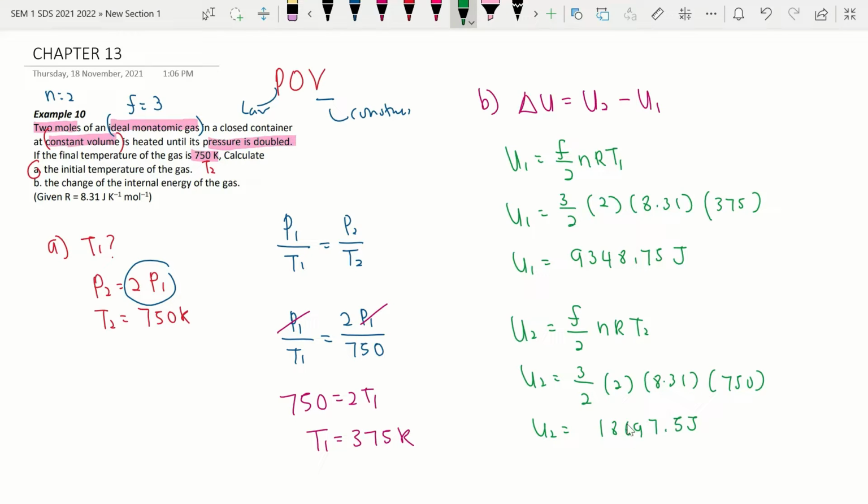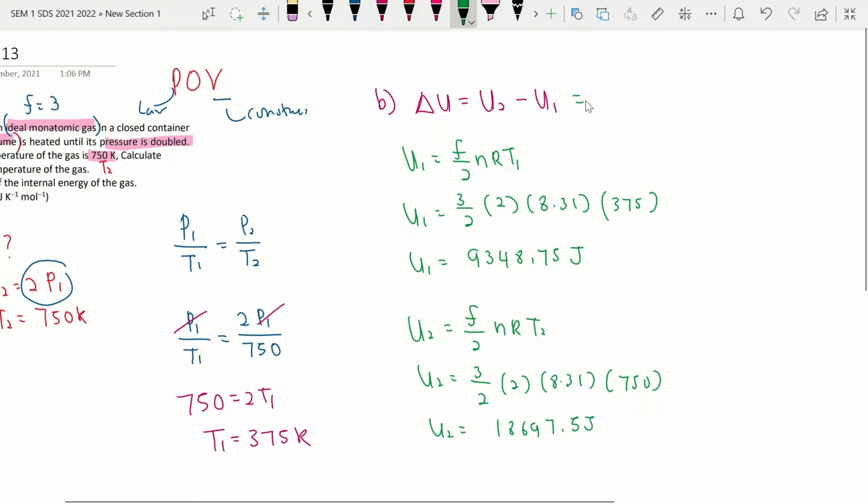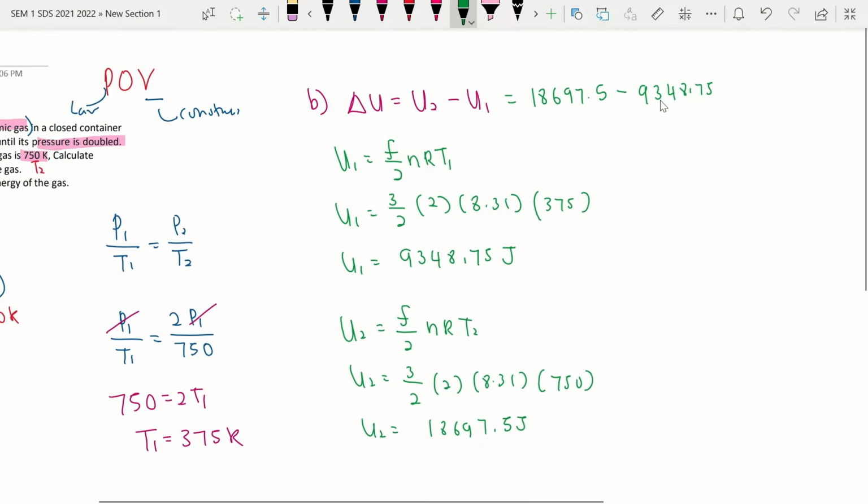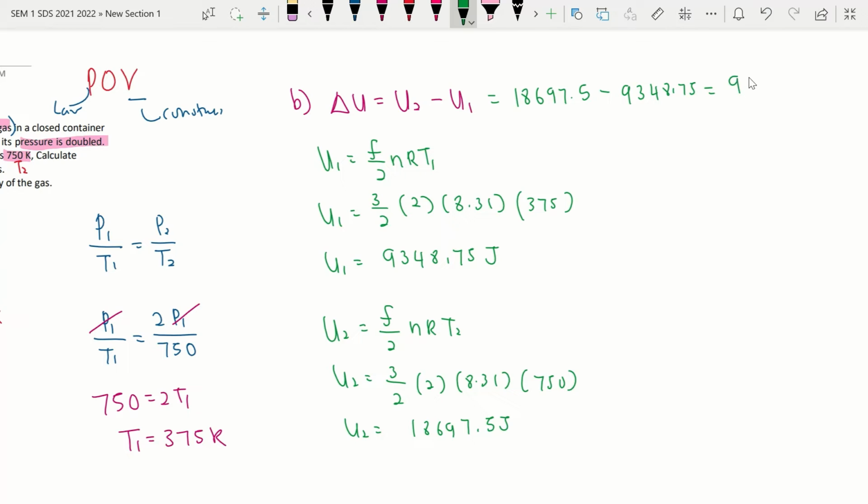So our final internal energy is 18697.5 joule. So we are looking for the change in internal energy, which means final internal energy, 18697.5, minus initial internal energy, which is 9348.75 joule. So you will get 9348.75 joule. So this is the answer.